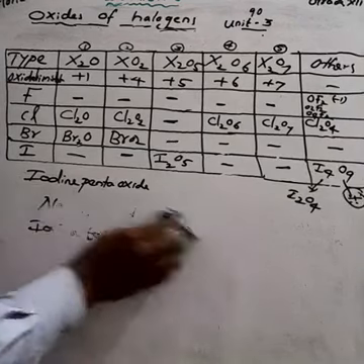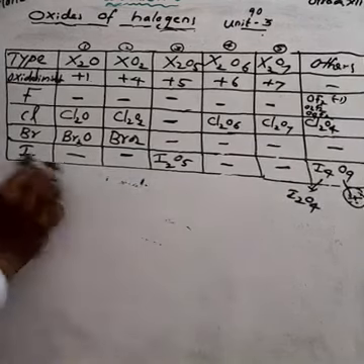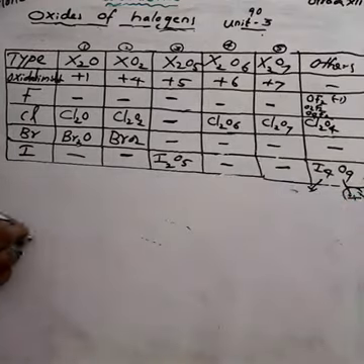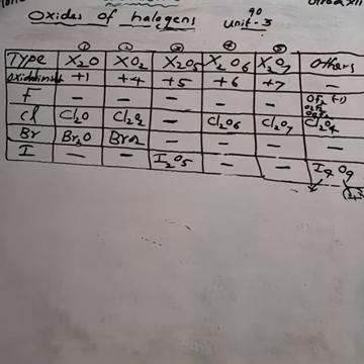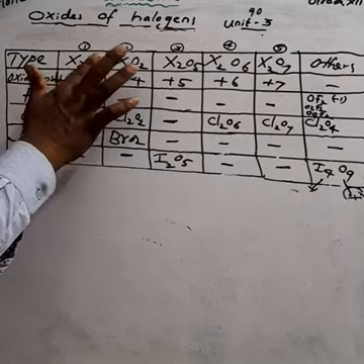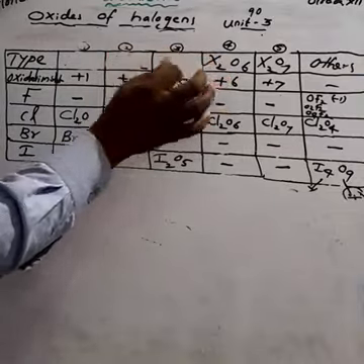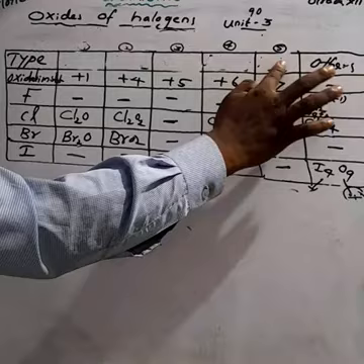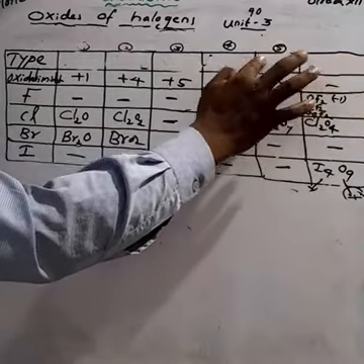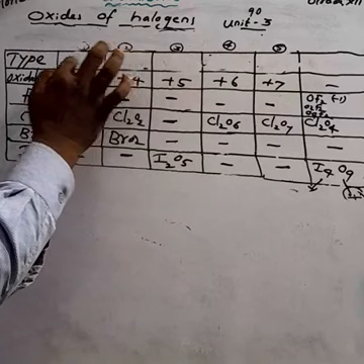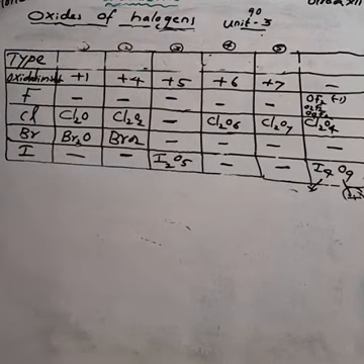Next we can discuss oxoacids of halogen. These are the important areas you have to learn. Oxoacids of halogen: all halogens, maybe fluorine, chlorine, iodine or bromine, combine with oxygen and also hydrogen, and we get oxoacids of halogen.